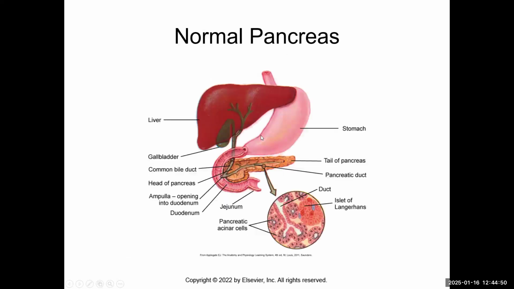So the pancreas actually is an endocrine gland and also an exocrine gland. The pancreas sits right below your stomach, near the liver and the gallbladder, and right there with your intestines. So the pancreas has three parts. It has a head, and then the body, and then the tail of the pancreas.